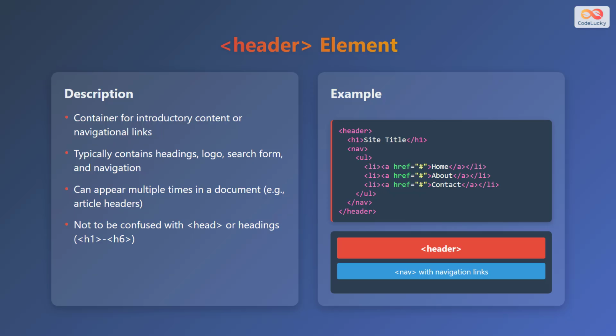Here is an example of how to use the header element. Inside the header element, we have an H1 element for the site title and a nav element for the navigation links. The visual representation shows a header box containing a navigation bar with navigation links.